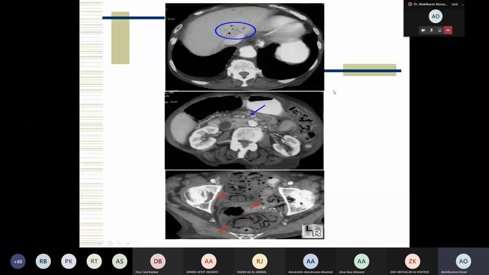These are the pneumatosis. Air around the wall of the intestine. So these are characteristics for the CT scan findings of mesenteric ischemia.